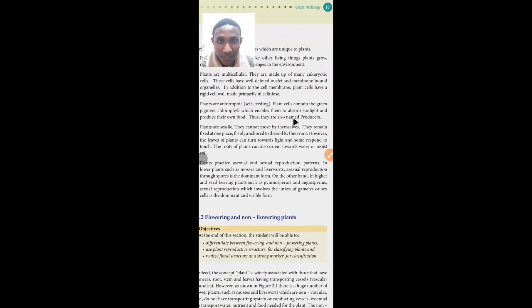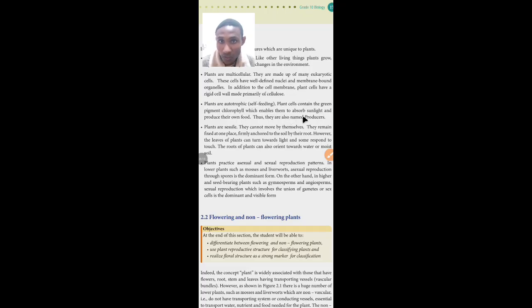The plant cells have a rigid cell wall made primarily of cellulose. Cellulose is one of the ingredients of the cell wall, which is essential and vital to produce the cell wall, which protects the plant body, or covers the plant, and protects it from different dangers or damages.